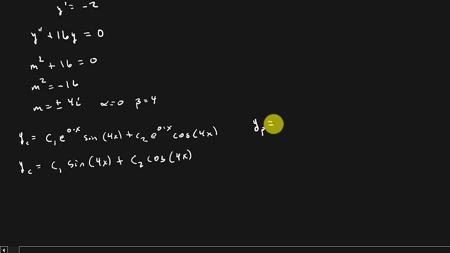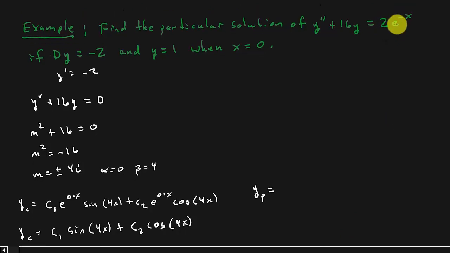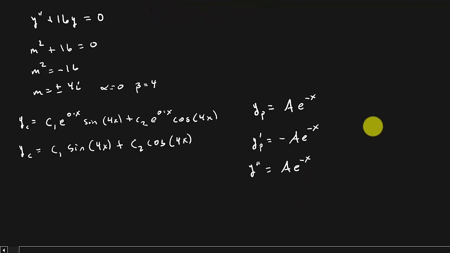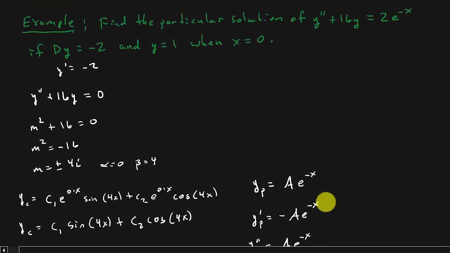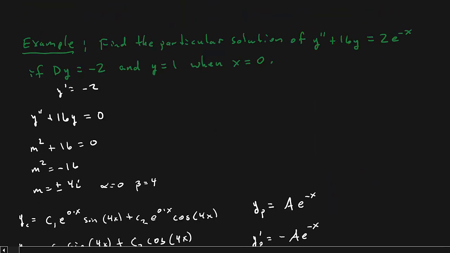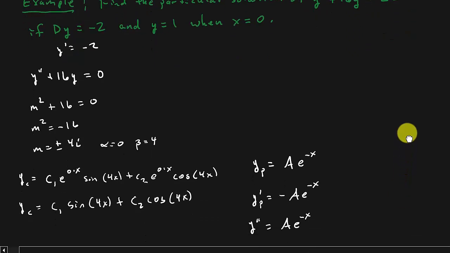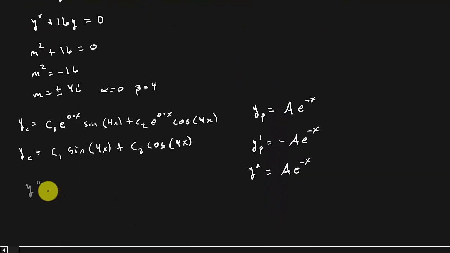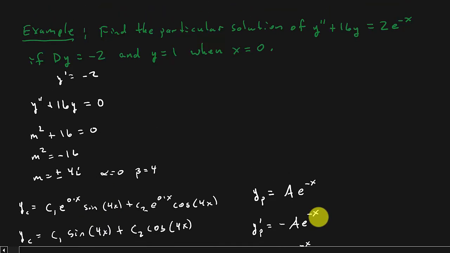So yp, well, we've got 2e to the negative x, so that's going to be ae to the negative x. So y prime is negative ae to the negative x, and y double prime is ae to the negative x. All right. So now we have to take that and plug it into this. And let's just go ahead and rewrite the equation down here so we can see it. So that's y double prime plus 16y equals 2e to the negative x, I believe. Yeah, 2e to the negative x.